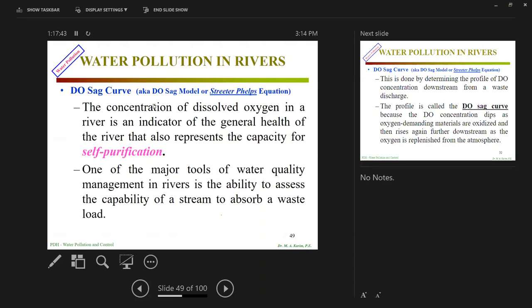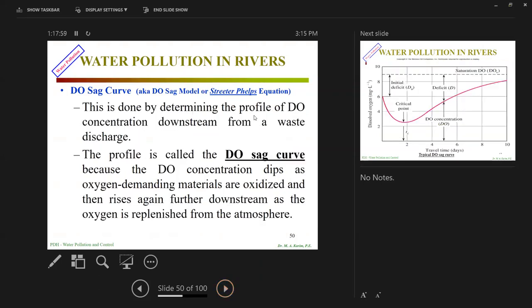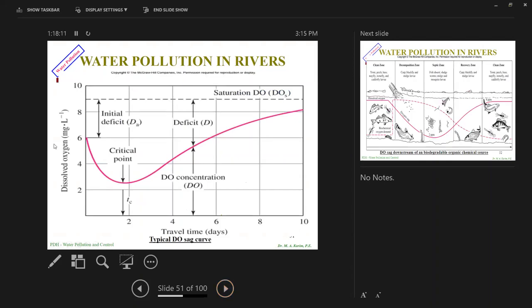One of the major tools of water quality management in rivers is the ability to assess the capability of a stream to absorb waste. How much waste can we put in there and still meet the water quality standards? This is done by determining the DO profile, the dissolved oxygen concentration downstream from a waste discharge. The profile is called the DO sag because of its shape. So this is the one I'm talking about.